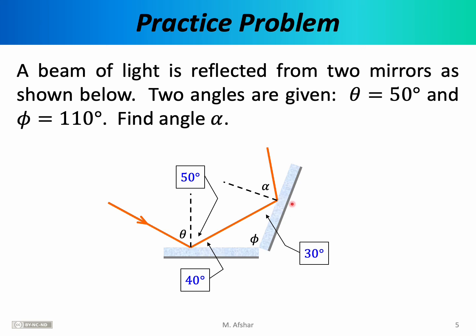We're now talking about the second mirror. Recall that the normal line is perpendicular to the second mirror here. If this angle is 30, then this angle here must be 60 degrees. So we can say that the angle of incidence for the second mirror is 60 degrees. According to the law of reflection, the angle of incidence must equal the angle of reflection, and therefore we conclude that alpha is equal to 60 degrees.